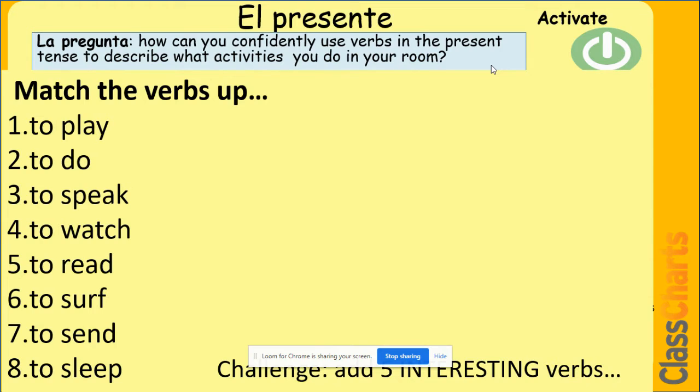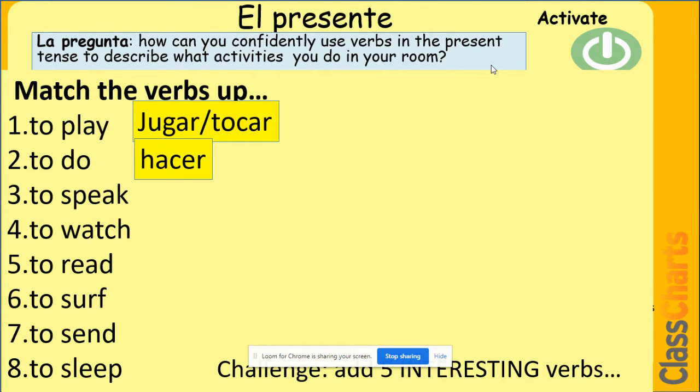So, for the first one, to play, it depends what we're playing. There are 2 verbs to use for this English word. We can say jugar when we're talking about sport, for example, jugar al fútbol. Or we can also use the verb tocar if we're talking about an instrument. So if I want to say to play guitar, I will say tocar la guitarra. The verb to do is the verb hacer.